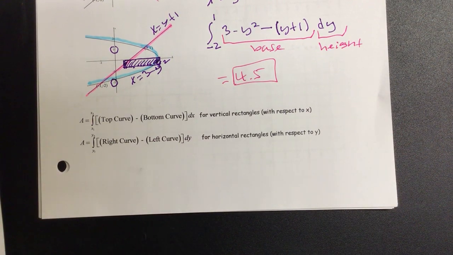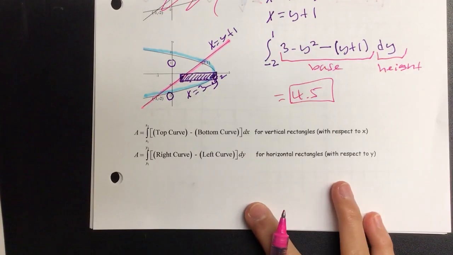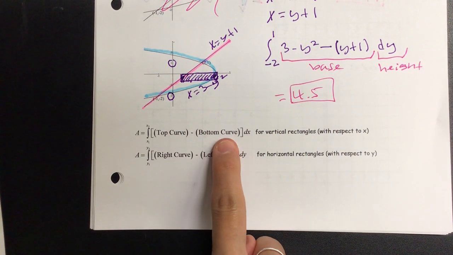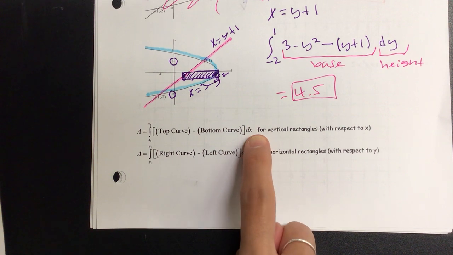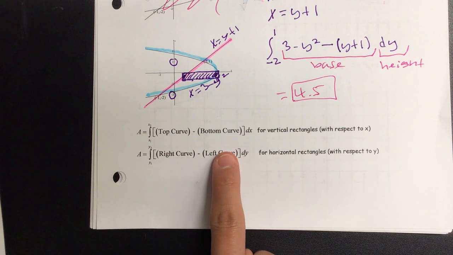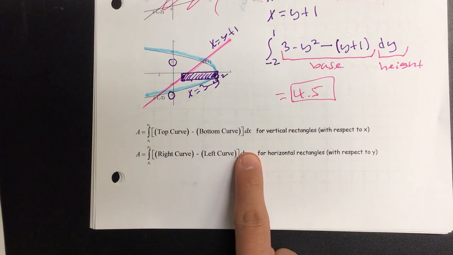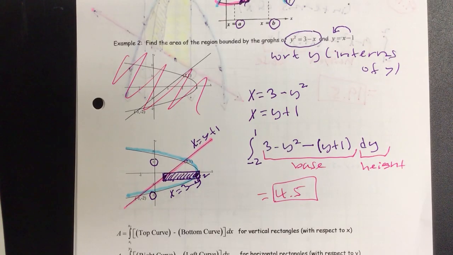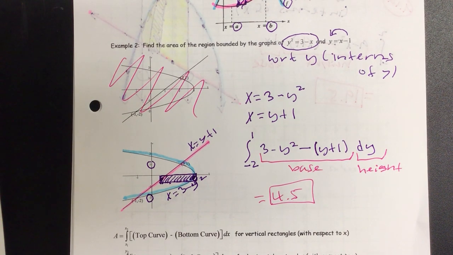Okay, questions on this? Good? So if you want to look at this right here, which is basically the same thing, top curve minus the bottom curve with respect to x, the right minus the left with respect to y. If that helps, that's good, but I want the highlighted pieces to be consistent throughout the whole unit. All set? All right.